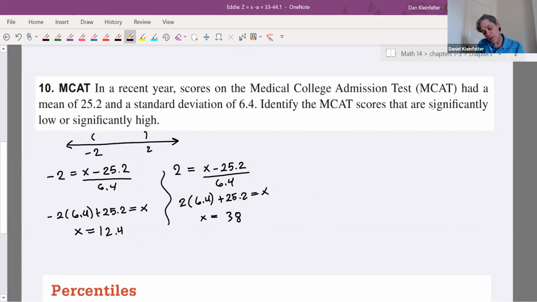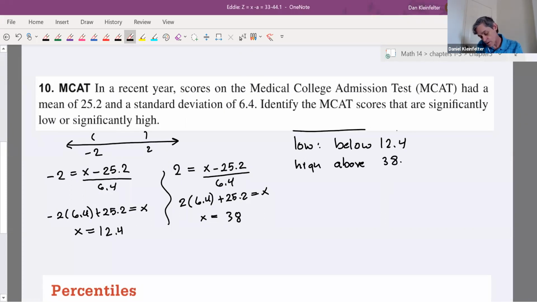So we want to know the scores that are significantly low or significantly high. Ones on the low end would be below 12.4, and the high side would be above 38. So that answers our question.